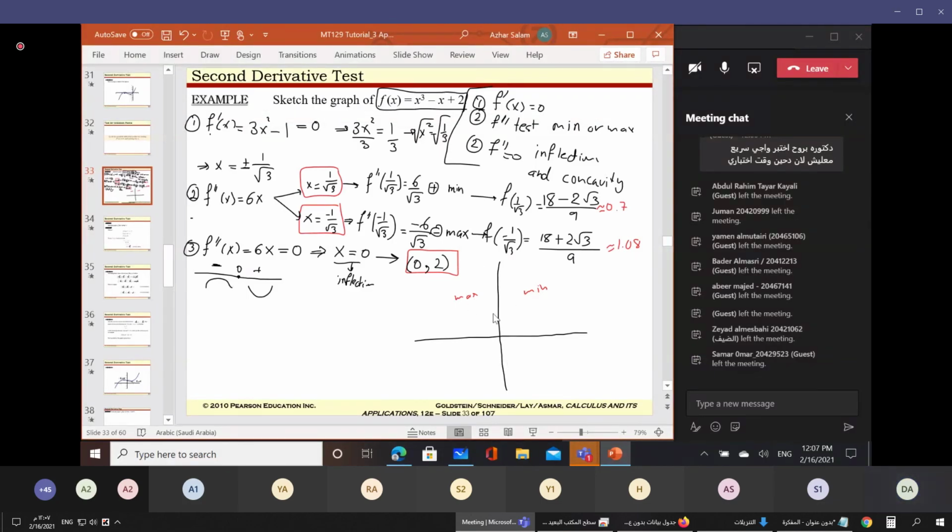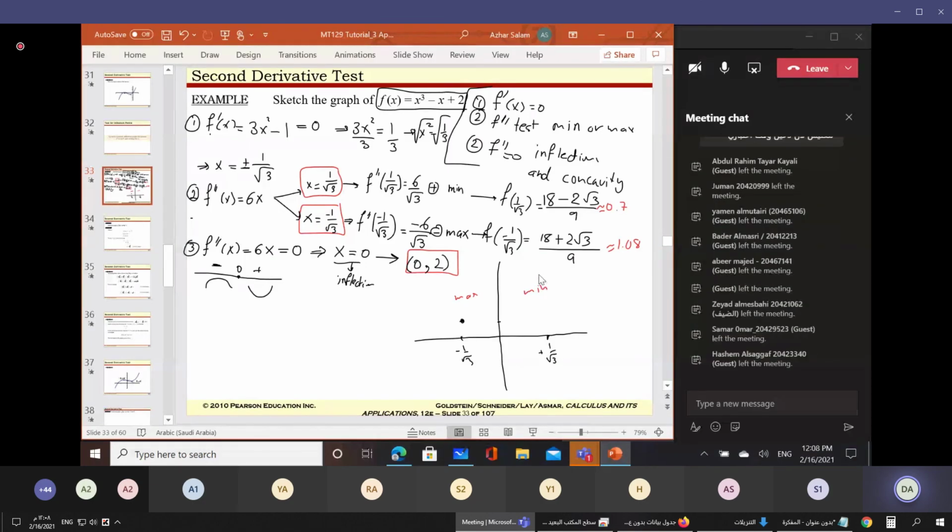Here for example if we say this is minus 1 over square root of 3 and here positive 1 over square root of 3. Approximately here 0.7. So at this point local maximum and here local minimum or the opposite.